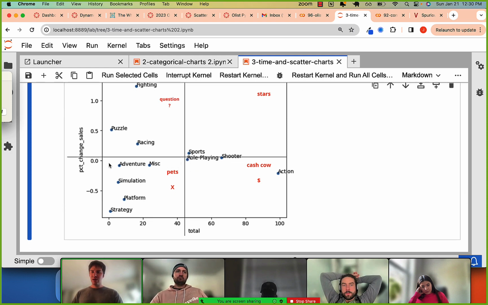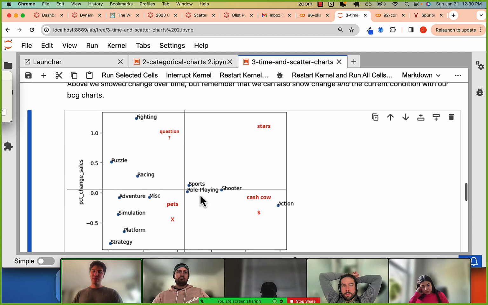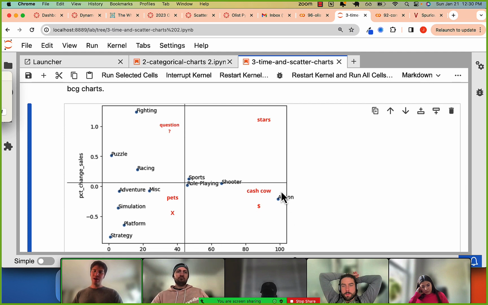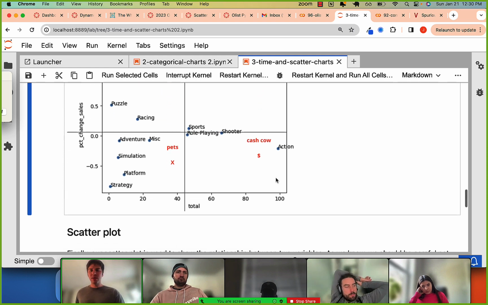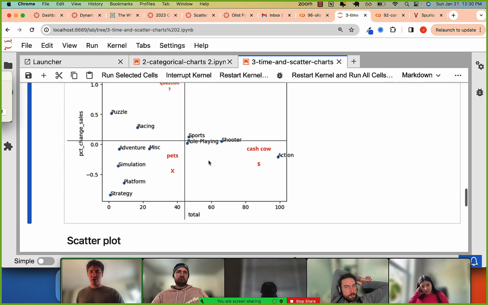This is low sales, low growth. So these are like the dogs. You can kill these. And then the cash cows are like, even though this isn't growing a lot, it's still at the top. You're not going to get rid of it and ruin your company. So again, this is just another kind of chart to show.